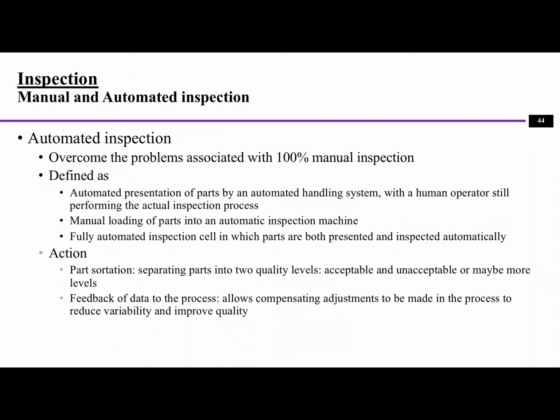So check out the three different kinds of automated inspection. One is automated presentation of parts by an automated handling system, with a human operator still performing the actual inspection process. Another one is manually loading the parts into the automated inspection machine. The last one is fully automated inspection, meaning there's no human involvement and all the parts are inspected.